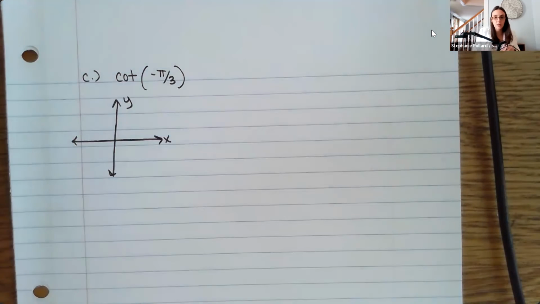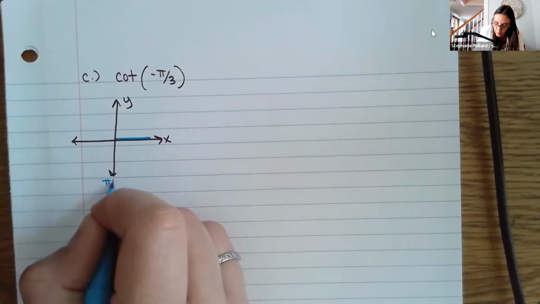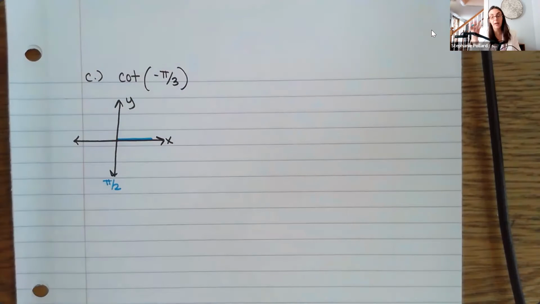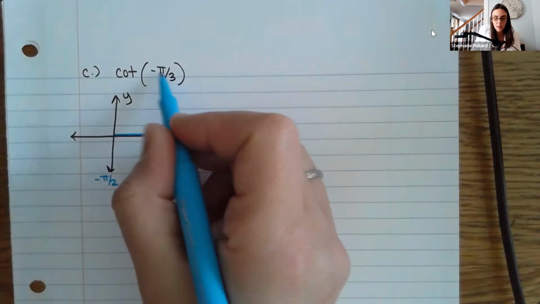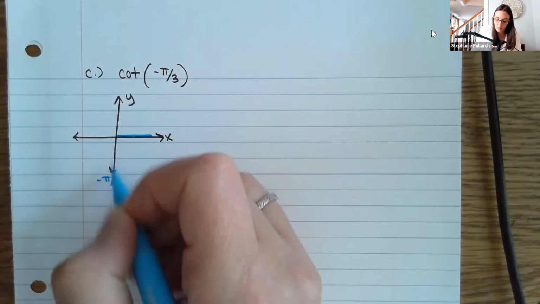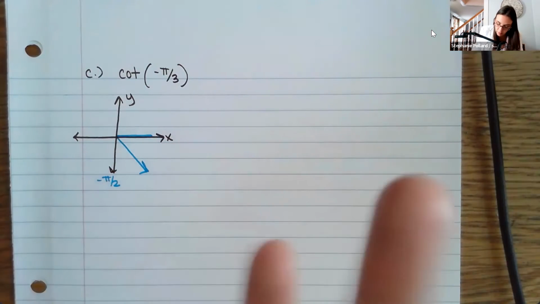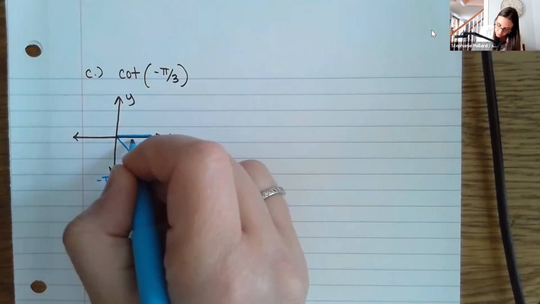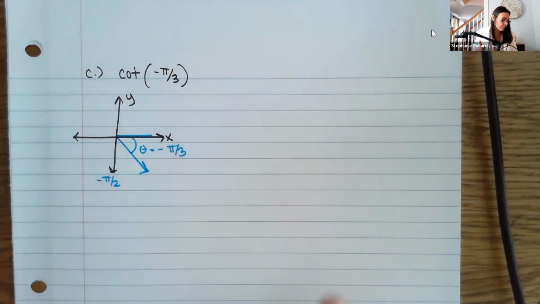Draw my angle first. Now it's negative, so it goes in the opposite direction. Remember, my first spot would be 90 degrees or negative 90 degrees. So I guess negative pi over 2 here. This is smaller, so I'm not getting out of the, I guess, fourth quadrant. So I'm just, again, drawing approximately where the angle is. And that's negative pi over 3.